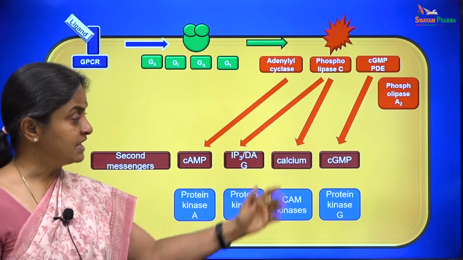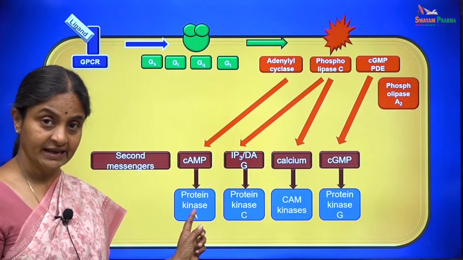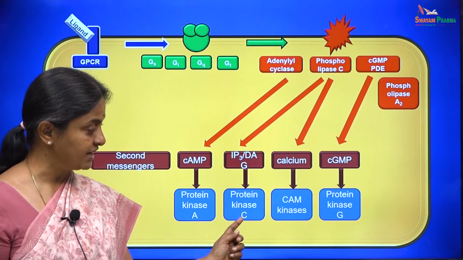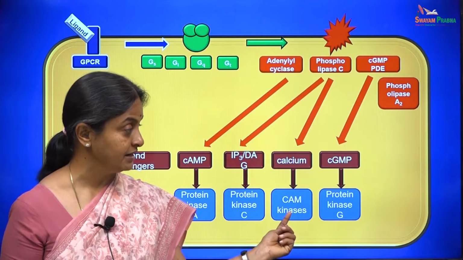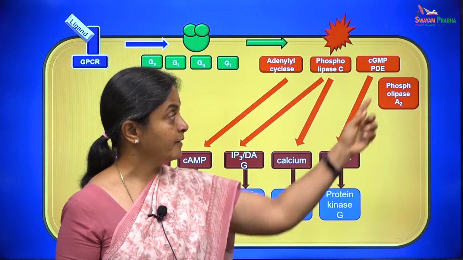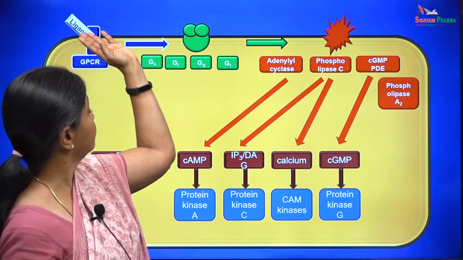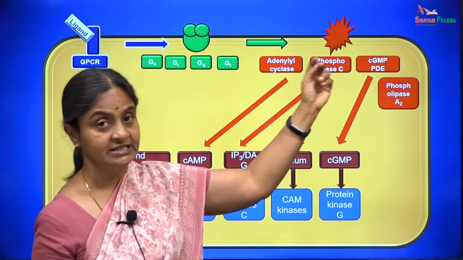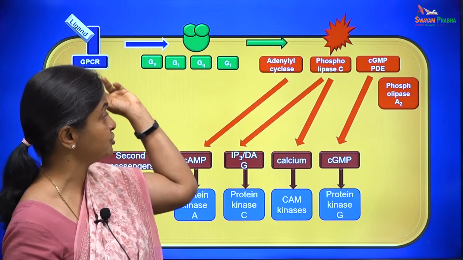And what do these second messengers do? Cyclic AMP activates protein kinase A. The IP3 diacylglycerol mechanism activates protein kinase C. Calcium can activate calcium calmodulin dependent kinases, and cGMP activates protein kinase G. The best example for a cGMP phosphodiesterase dependent mechanism, which we'll see later, is light acting through rods and cones.